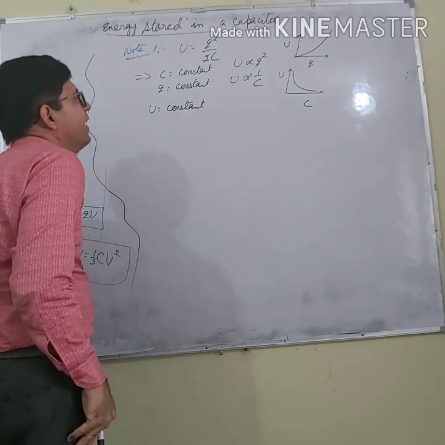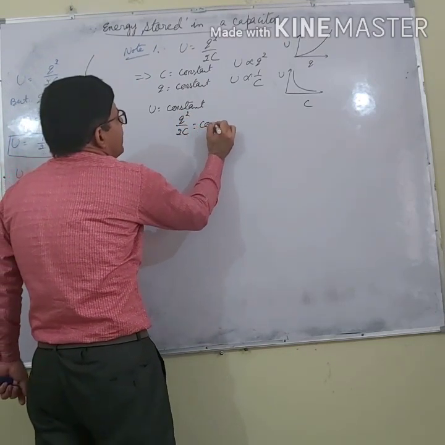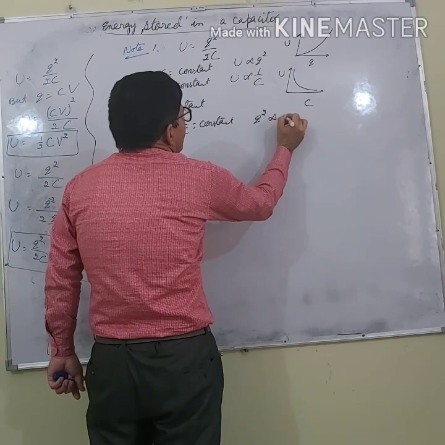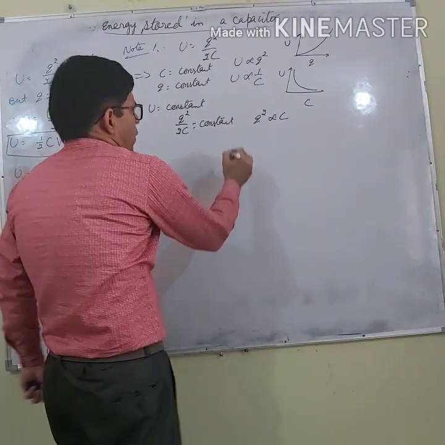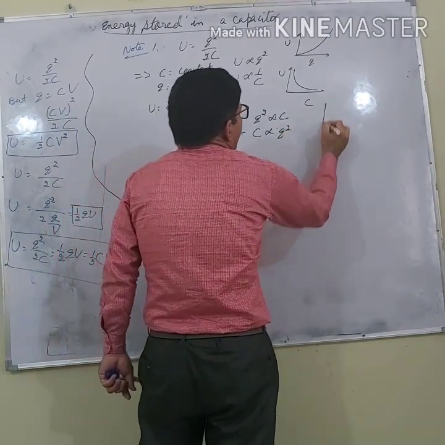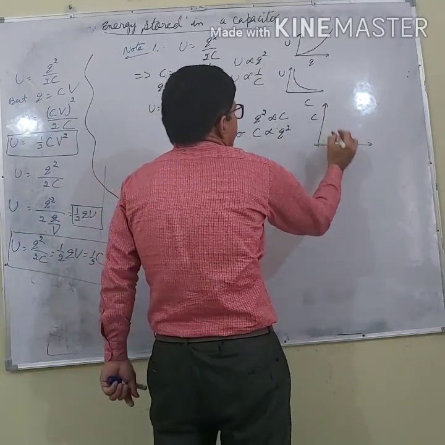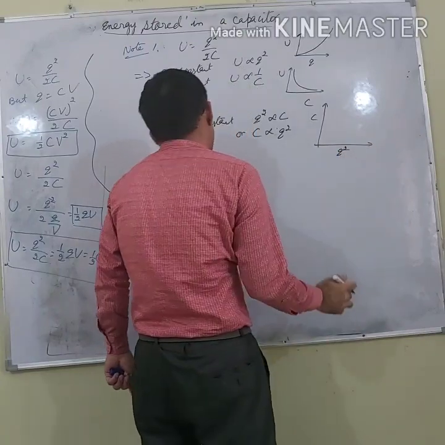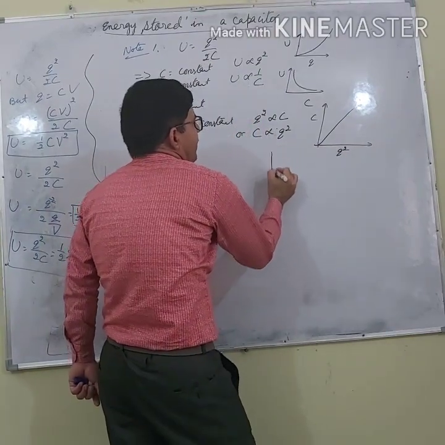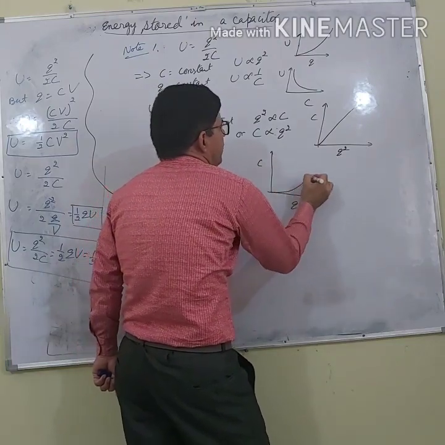And if U is constant, what can I say? I can say that Q square by 2C is constant. What does it mean? Q square is directly proportional to C, or C is directly proportional to Q square. What is the graph between capacity and the charge? This graph is a straight line. Here Q square. And if I say what is the graph between C and Q, it will be of this shape.